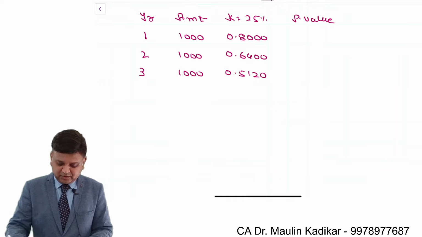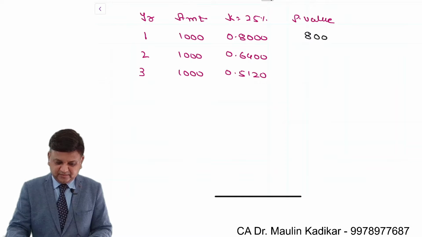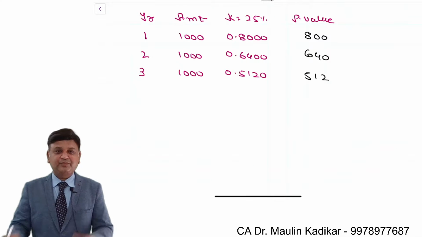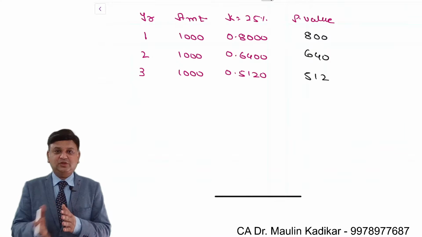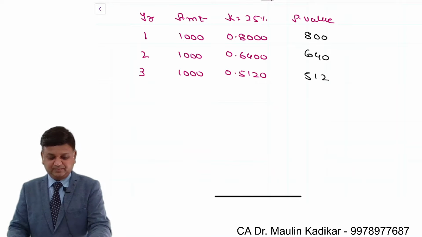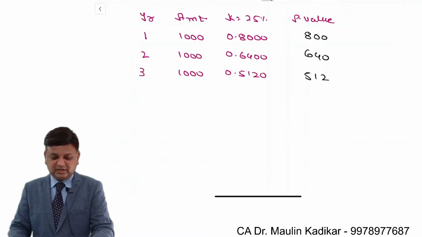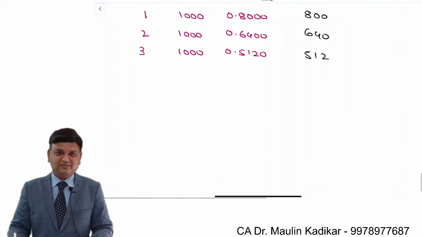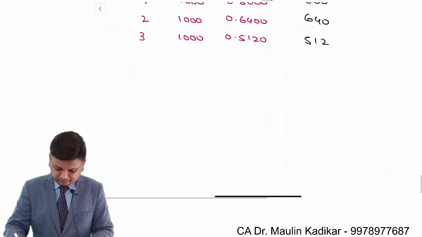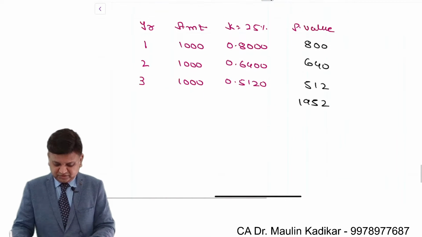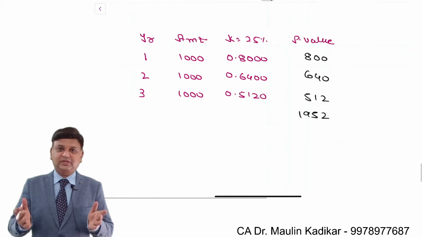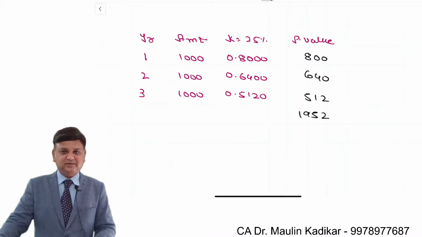Present value for the first year is 800. For the second year it is 640. And for the third year it is 512. That is the way the cash flows will be discounted in present value terms. 800 plus 640 plus 512 comes to 1952. This is the way the present value of the future cash flow can be found. Please take down the answer.